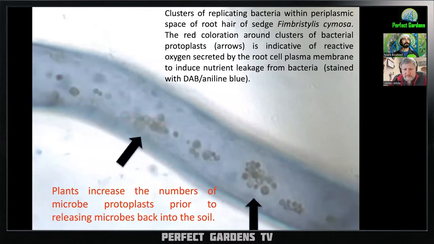I showed you this, right? Where these microbes are being replicated. When those microbes are replicated, they have to replicate their proteins. And to do that, they need nitrogen. And either the plant is giving them nitrogen or they're fixing nitrogen.